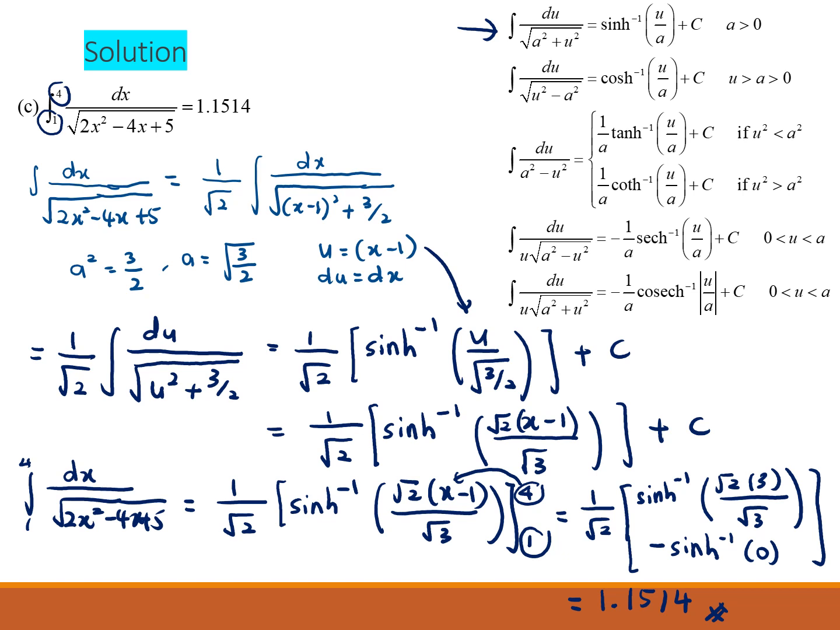How to use the calculator to find the inverse sine hyperbolic of, let's say, square root of 2. What you need to do is click shift, then the HYP button, and then the sine button, and square root and 2. Then you will get the answer.